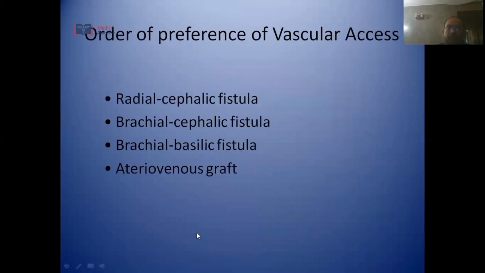The order of preference for the vascular access is, first, the radiocephalic fistula in the forearm. If that doesn't work, then there is a brachiocephalic fistula. Then in the decreasing order is the brachiobasilic and the arteriovenous graft.